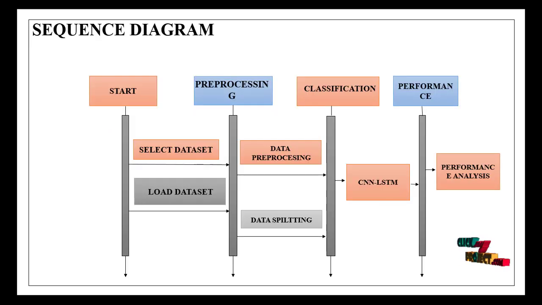We have separated four sequences: start, pre-processing, classification, and performance. First step is the start. After starting, we have to select data and load data. In pre-processing, we have done four steps. After pre-processing, split the data. In classification, apply the CNN-LSTM. In performance metrics, we have calculated the parameters: accuracy, precision, F1 score, recall, and then loss.